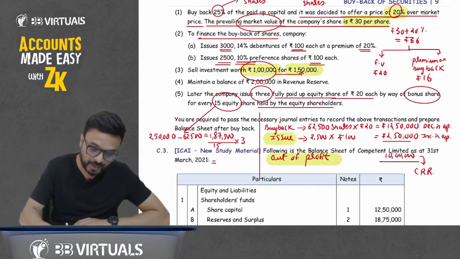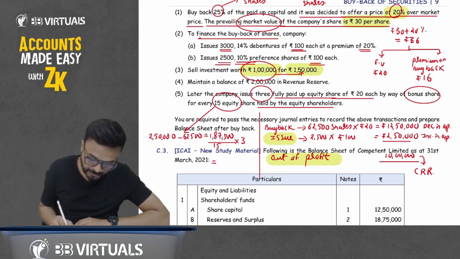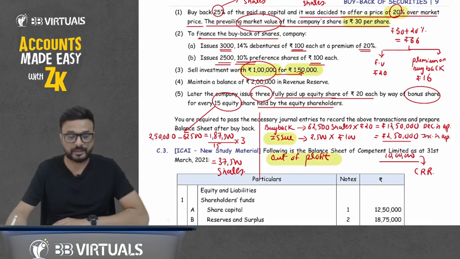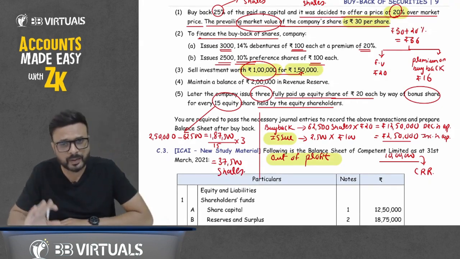187,500 divided by 15 multiplied by 3, that comes to 37,500 shares they are giving as bonus. You don't have to worry, we'll make all this working. I'm just explaining it to you here.